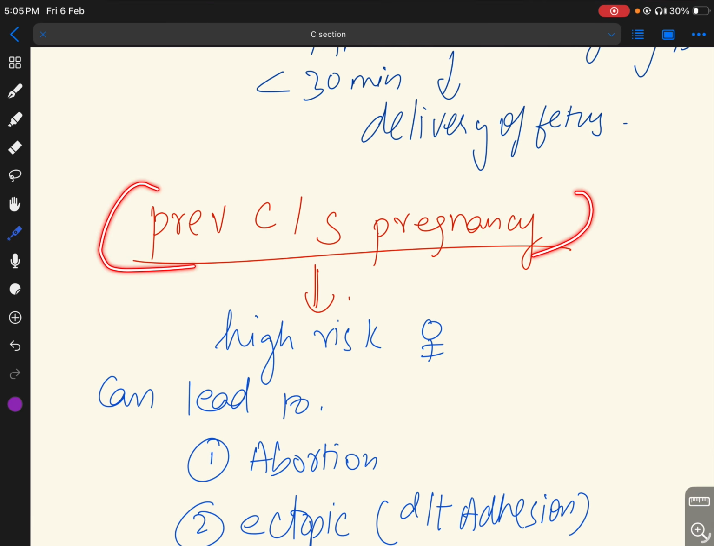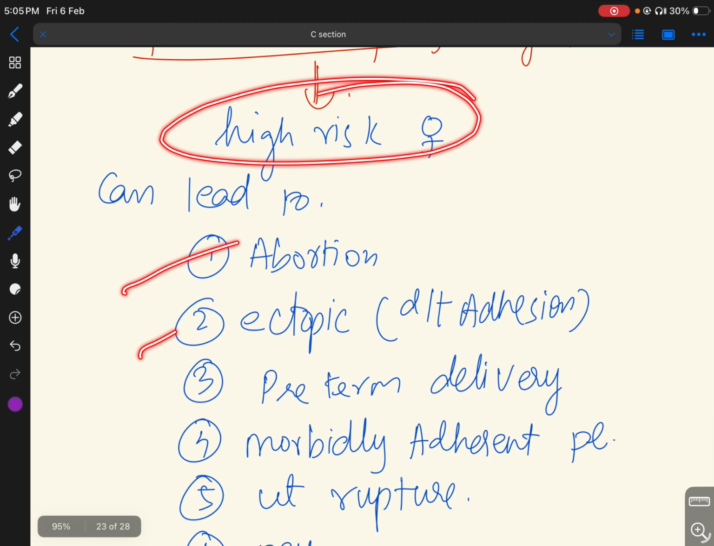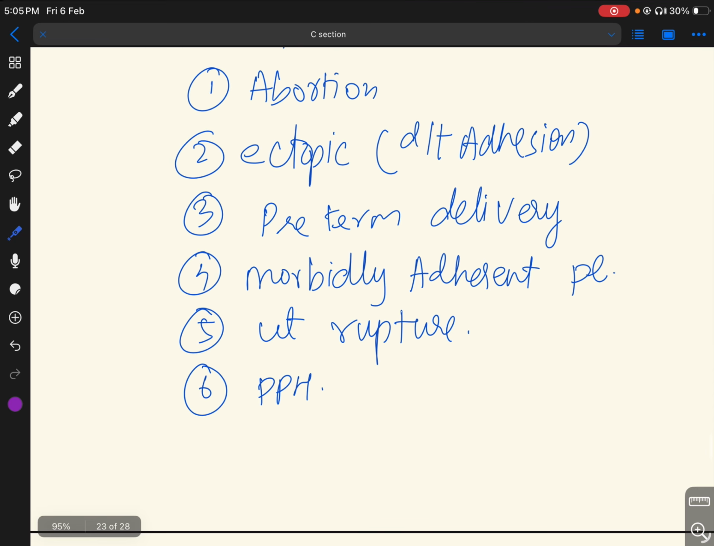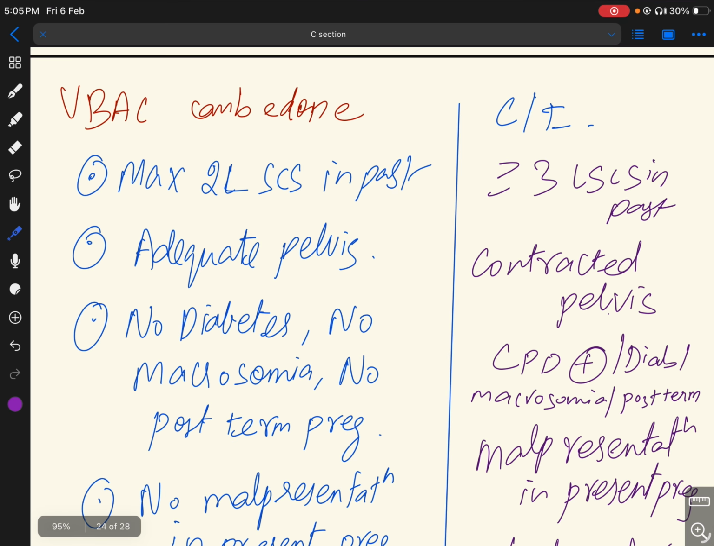Previous Caesarean section pregnancy is a high risk pregnancy. It can lead to abortion, ectopic due to adhesion, and preterm delivery, morbidly adherent placenta, uterine rupture, and high risk of PPH. In which cases can you do vaginal birth after C-section or trial of scar?